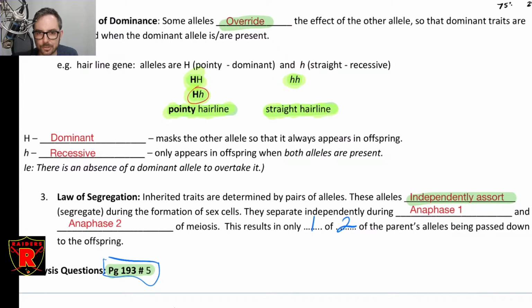Dominant always masks. And so you can only ever see the dominant when there's a dominant and a recessive. Now, I should say that this type of relationship between alleles, where one is dominant and one is recessive, is very common, but it is not the only type of gene expression. So this is also known, by the way, as complete dominance. I'm going to write that in here.